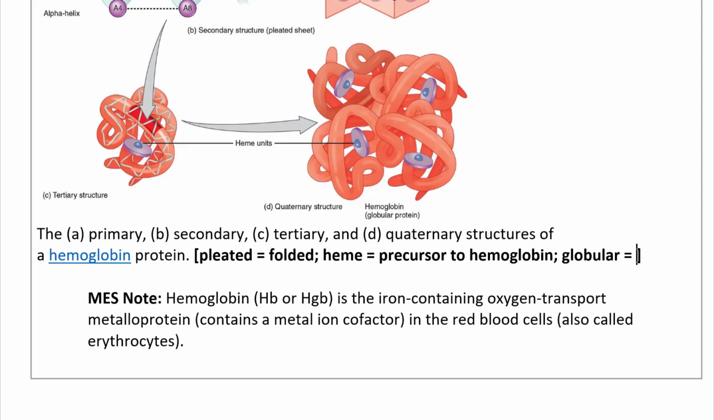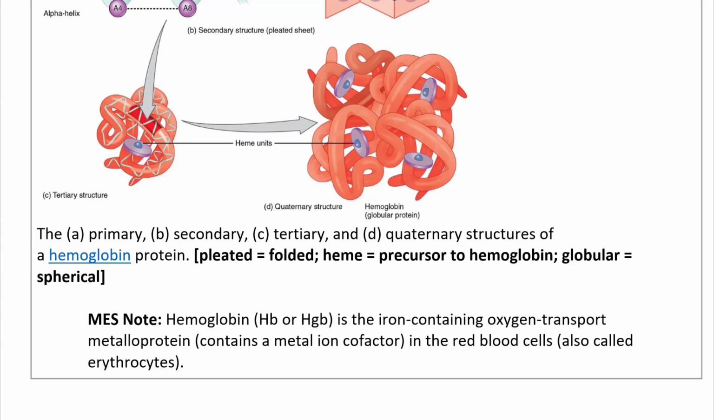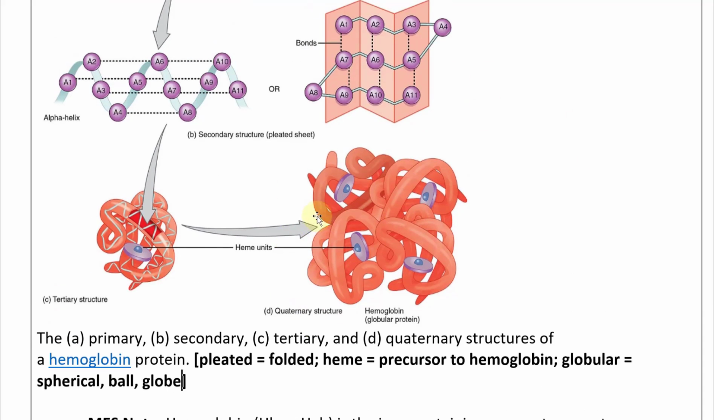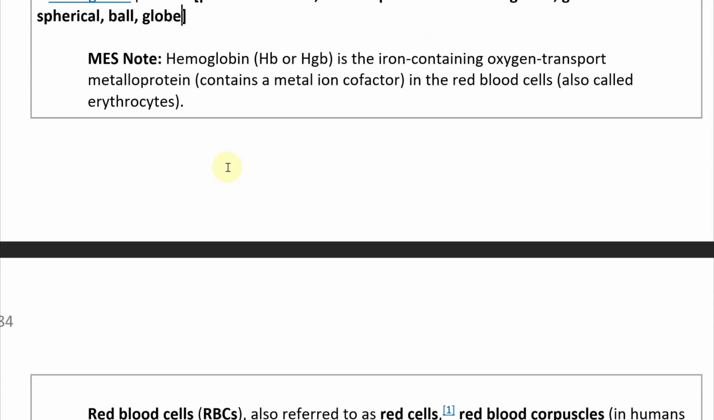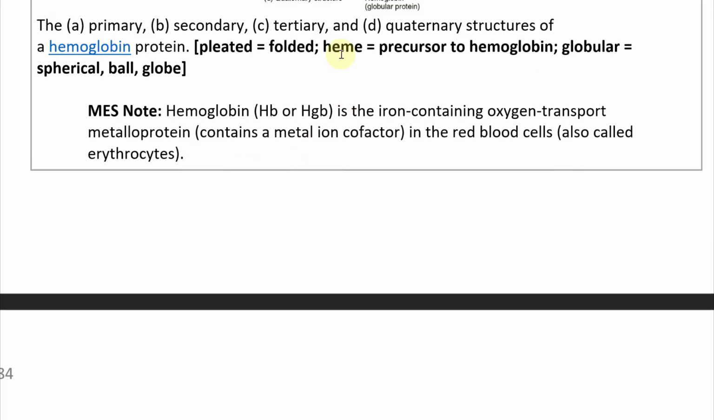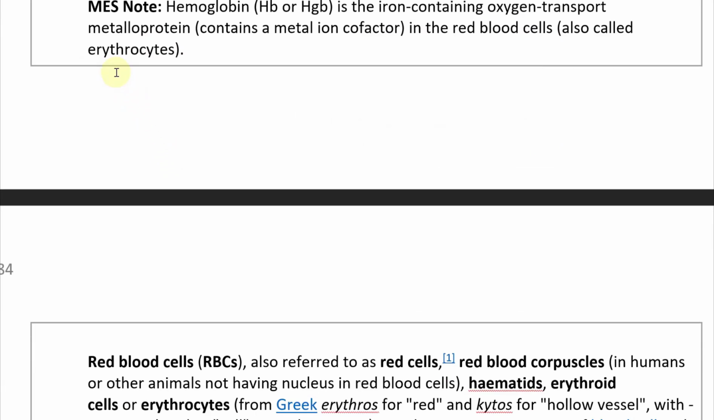Globular equals spherical, or ball, etc. Ball, globe, etc. So yeah, you have this giant blob like that, or globe. And going further, hemoglobin is an iron-containing oxygen transport metalloprotein, containing a metal ionic cofactor, in the red blood cells, also called erythrocytes.